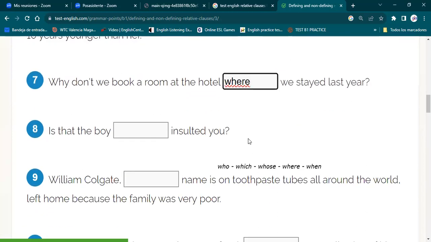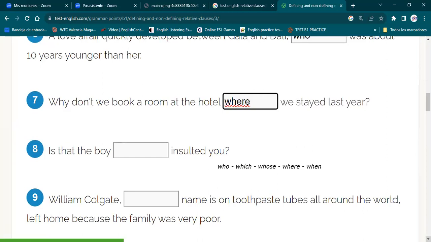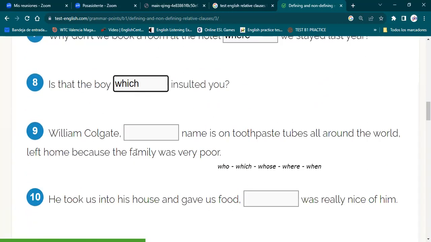Guido, is that the boy who insulted you? No, I'm talking about the boy. Which? Okay. Eduardo, William Colgate, whose name is on the toothpaste tubes all around the world, left home because the family was very poor. He invented Colgate toothpaste. Who? Who?